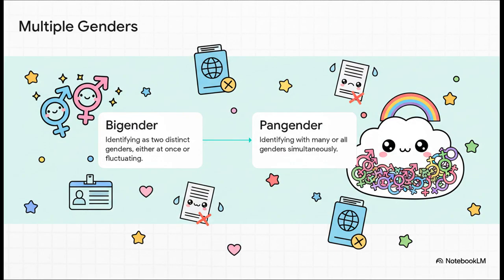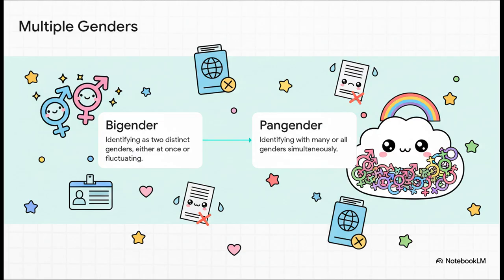So bigender individuals identify with two distinct genders. That experience can happen at the same time, or it can kind of shift and fluctuate. Pangender, on the other hand, is an identity that can encompass many or even all genders at once. And you can probably imagine the legal challenge here, right?